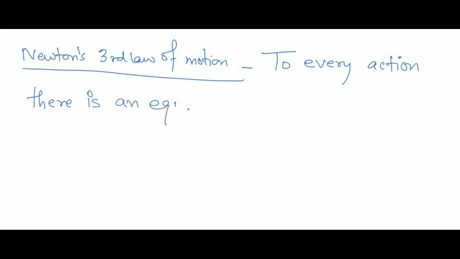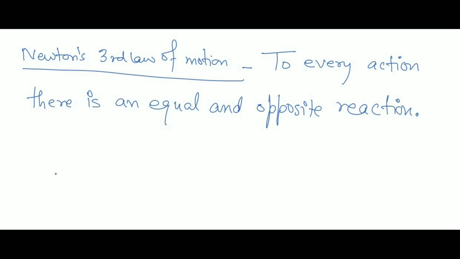There is an equal and opposite reaction. What does it mean? If I have a particle, let us call it 1, and there is another particle, let us call it 2, and there is a force. This force is written as F12, that is force on particle 1 due to 2.